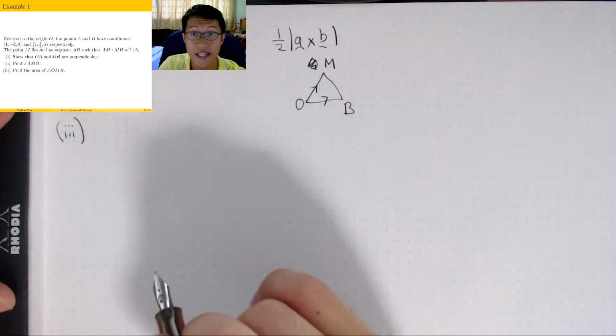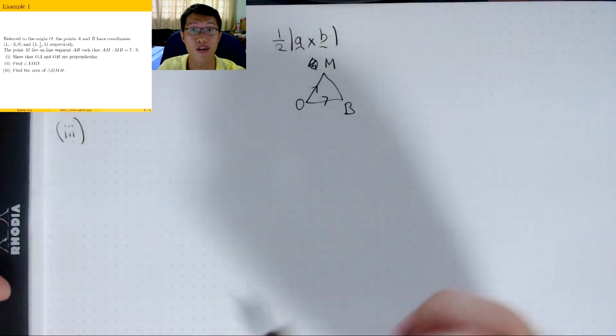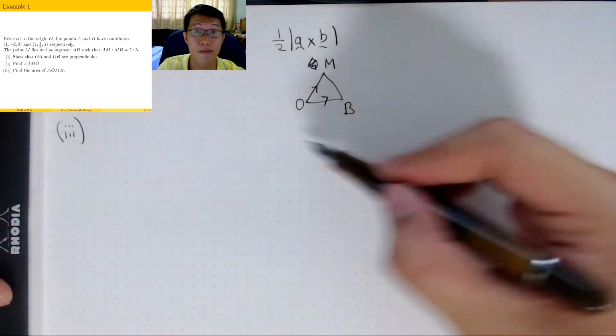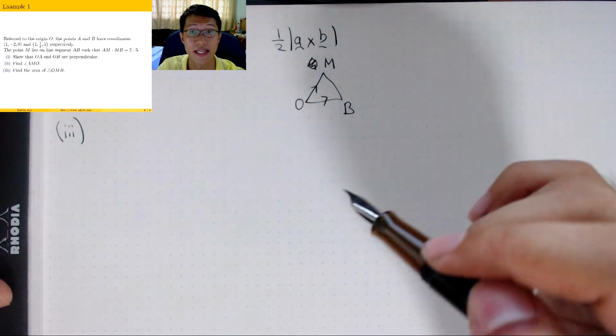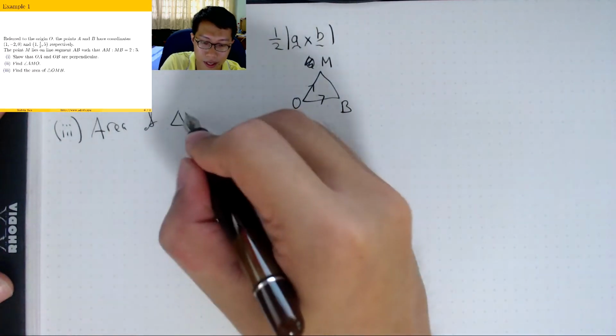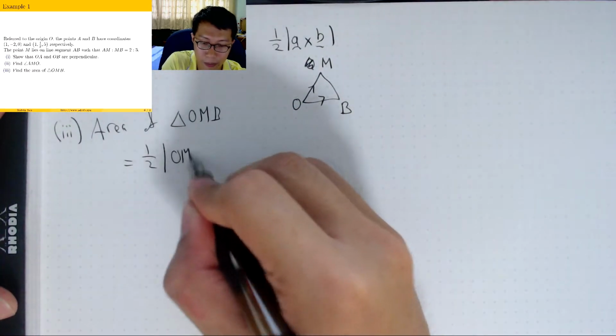For part 3 of the question, we are interested in the area of the triangle OMB. So we can use our cross product formula over here, taking A and B as the sides of the triangle. For this particular question, we will have the vectors OM and OB, which we found earlier on. So the area of triangle OMB will be given by half the magnitude of OM cross OB.